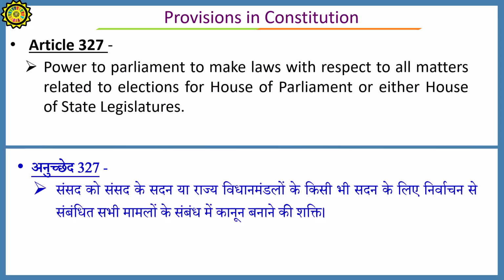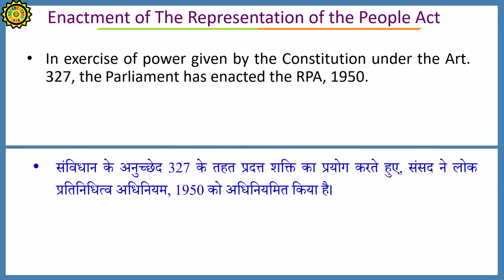Article 327 says, power to Parliament to make laws with respect to all matters related to elections for the House of Parliament or either House of State Legislatures. In exercise of the power given by the Constitution under Article 327, the Parliament has enacted the RP Act 1950.